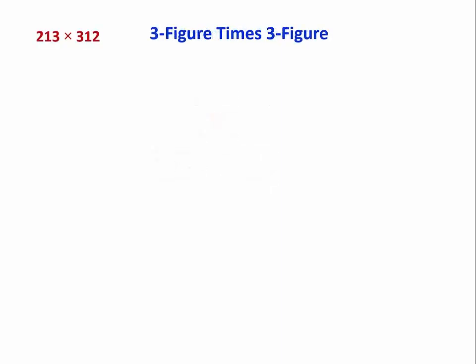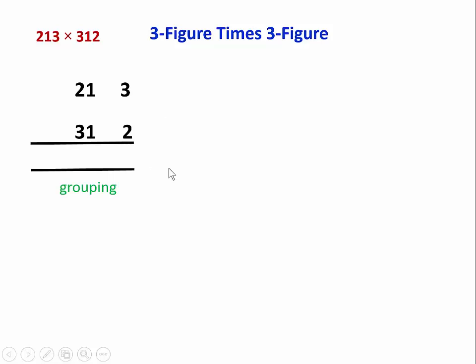Let's take 2 3-figure numbers, say 213 times 312. Since we're only going to use vertical crosswise vertical, we're only going to be looking at 2 groups. So we've got to somehow group into 2 groups. So we can put the 21 together, and then 3, and the 31 together, and then a 2. And we can do vertically and crosswise on that. So 3 times 2 is going to be 6.